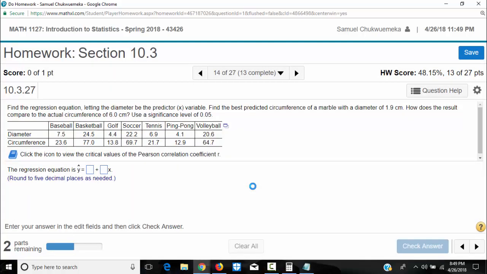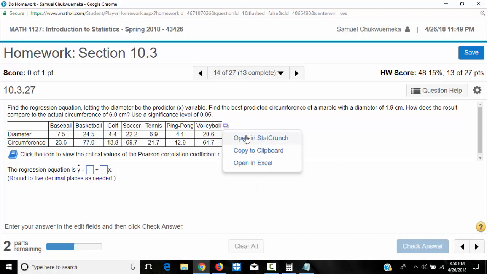Question 14. Statcrunch. Find a regression equation letting the diameter be the predictor variable. Find the best predicted circumference of a marble with a diameter of 1.9 centimeters. How does the result compare to the actual circumference of 6.0 centimeters? Use a 5% significance level.